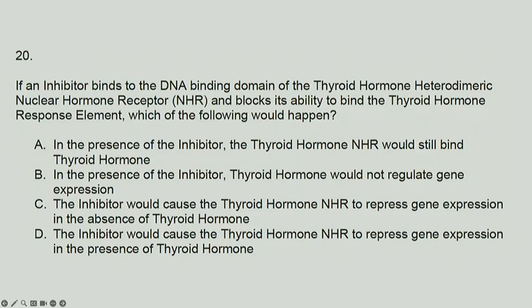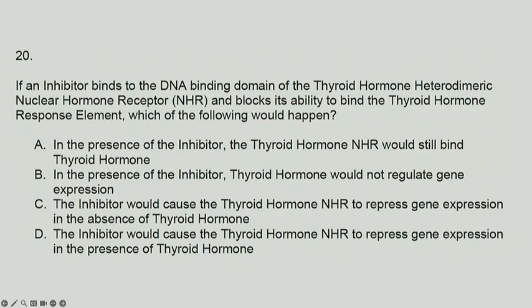It's not bound to the DNA, right? So since it's not bound to the DNA because of the inhibitor, the binding of the hormone is not going to have any major effect, right? So in the presence of the inhibitor, thyroid hormone would not regulate gene expression. I just gave that away. No, it's not going to, right? Hormone or not, you're not going to get any regulation through that.